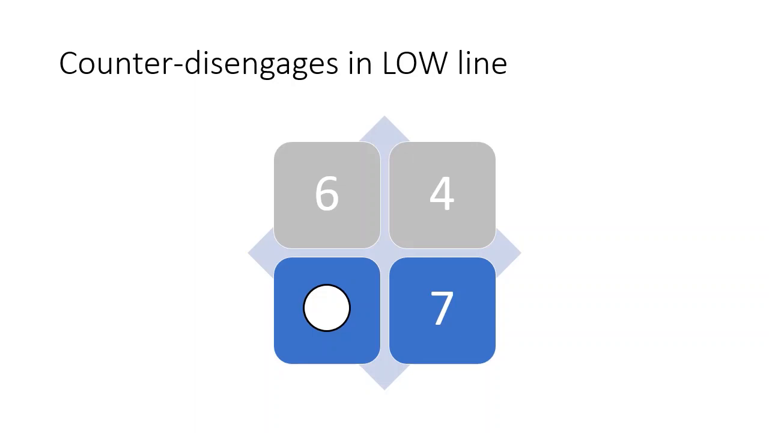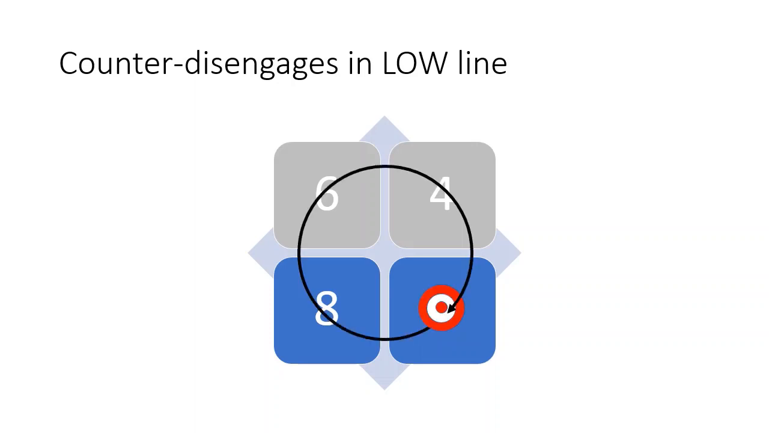Counter disengages in the low line involve evading from the line of 8 a circular 7 or sweeping 6 parry to arrive back in the original line. Likewise, if we begin in the inside low line or the quadrant of 7, then we can evade a circular 8 or sweeping 4 parry to arrive back in the inside low line.